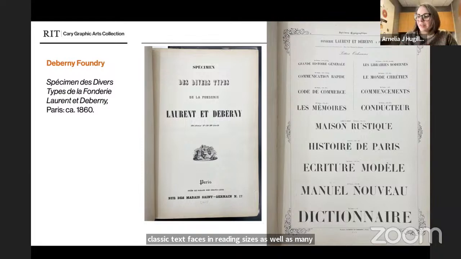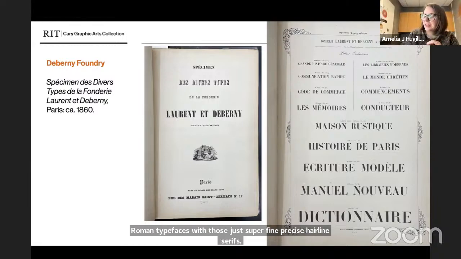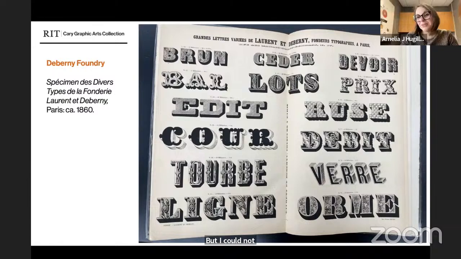On the right there, we see such contrasty modern Roman typefaces with those just super fine, precise hairline serifs. But I could not resist including this page of various variety letters, too, indicative of the fancy and overly ornamental typography of the 19th century.